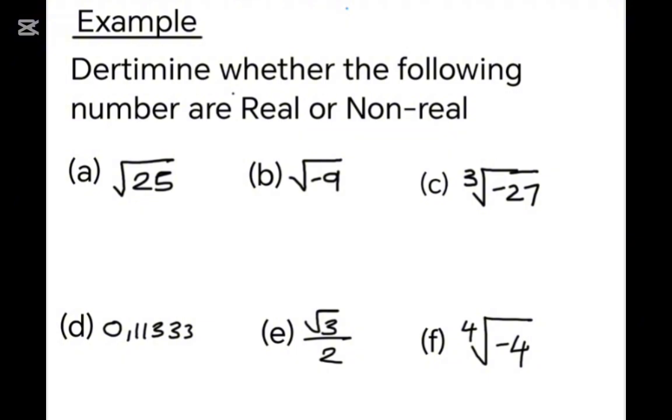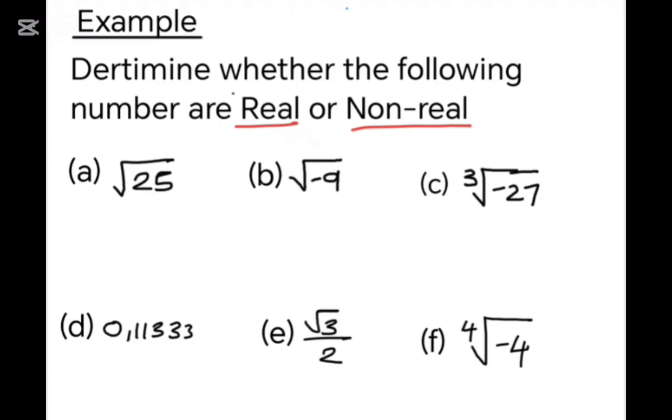They say determine whether the following numbers are real or non-real numbers. We say that the real numbers are all the numbers on the number line, negative and positive, including all the fractions. And the non-real are all the numbers that, when we use the calculator, we find undefined.